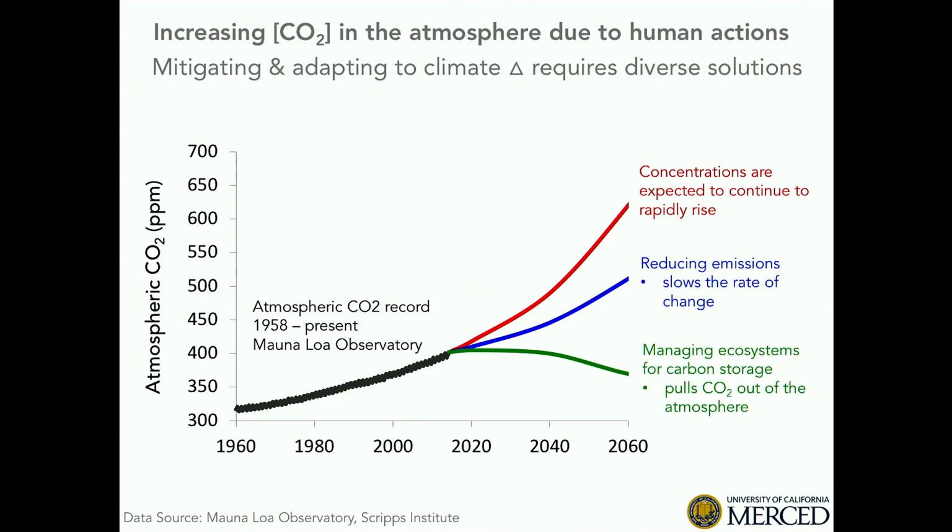But what I'm arguing here is that if we think about a diversified set of solutions that aims to reduce emissions, that would help us slow the rate of change in CO2 concentration in the atmosphere, at the same time that we're carefully managing ecosystems to increase the amount of carbon they're storing. This would be that negative emission part that Rob mentioned. Then we have a real potential of bending that curve, right? And seeing a more sustainable solution.